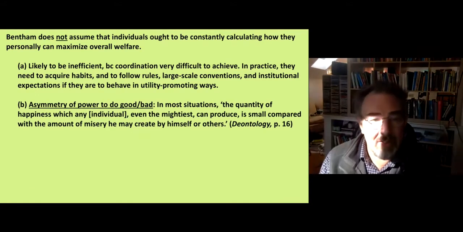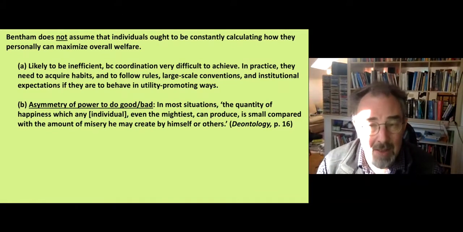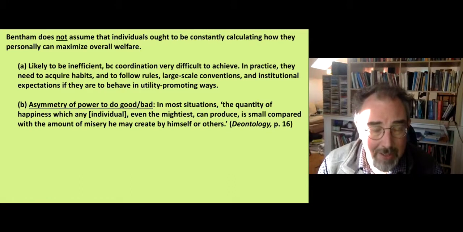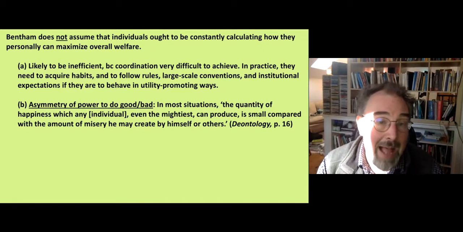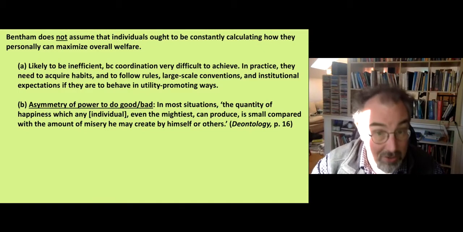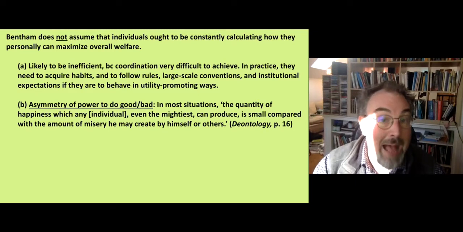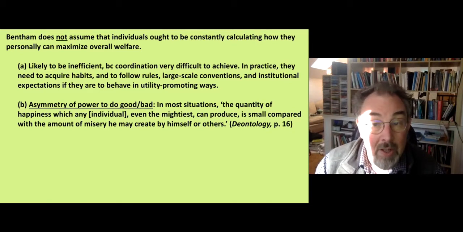Secondly, this is something that's very often overlooked, but Bentham says it very, very clearly in the Deontology, which I asked you to read for this week. Bentham sees an important asymmetry in the power of any individual to do good, to produce good consequences, and their power to produce bad consequences. In most situations, he says, quote, "the quantity of happiness which any individual, even the mightiest, can produce is small compared with the amount of misery he may create by himself or others."